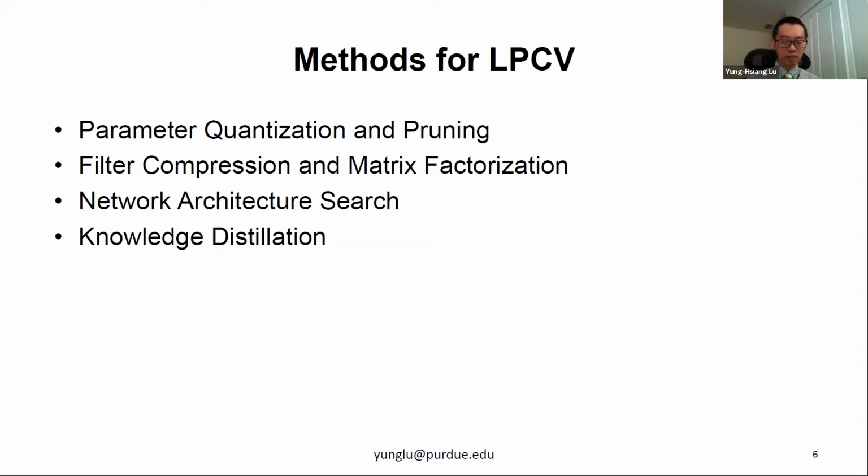So in this quick survey, I will talk about low power computer vision, broken into 4 categories. The first category is to quantize parameters and prune connections. The second is to compress filters and factorize matrices. The third method is to search for efficient architecture. And the fourth method is to distill knowledge.